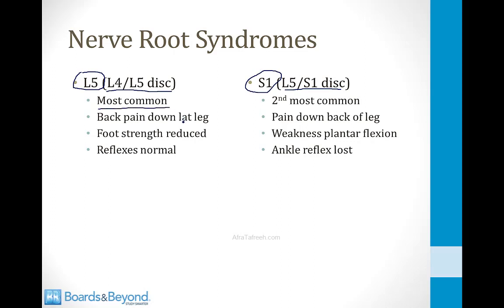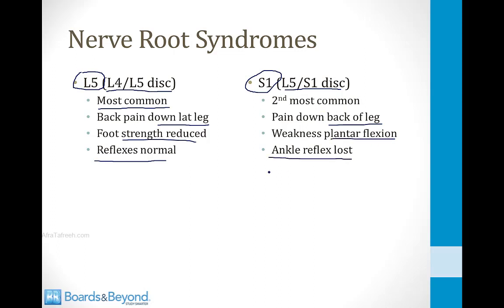It results in back pain that goes down the lateral side of the leg. The foot strength is reduced, especially for dorsiflexion. The reflexes will be normal. The second most common nerve root syndrome involves S1 when the L5-S1 disc herniates. In this syndrome, there's pain down the back of the leg, not the lateral leg. There's weakness to plantar flexion, and importantly, the ankle reflex is lost.